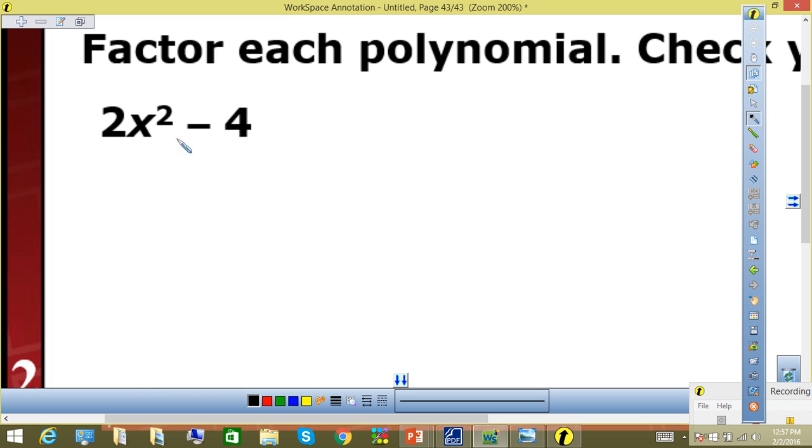Because last night I gave you different monomials, right? So imagine I gave you this monomial and this monomial. But today I'm putting them together, so it becomes a binomial. But it's the same process. Let's find the GCF. What is the greatest number that divides 2 and divides negative 4?